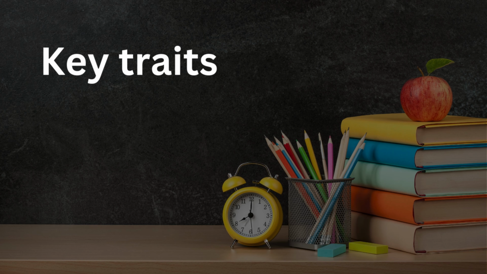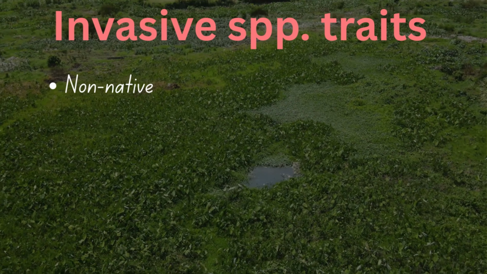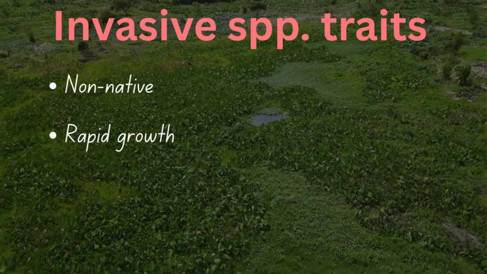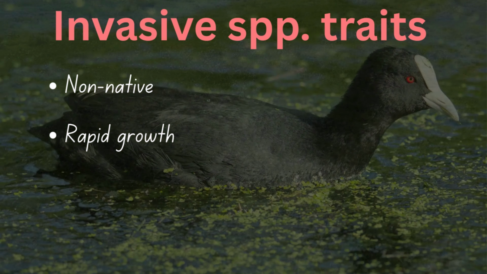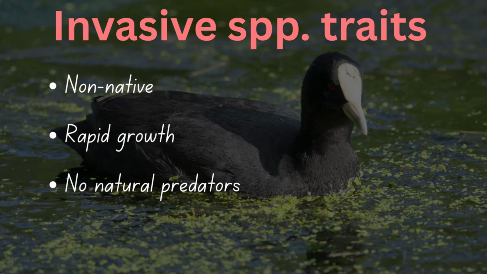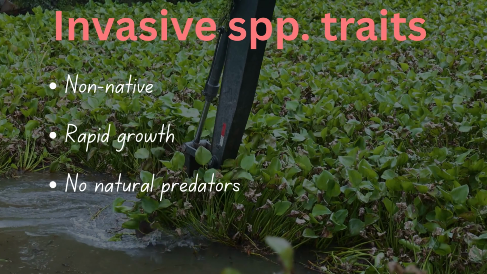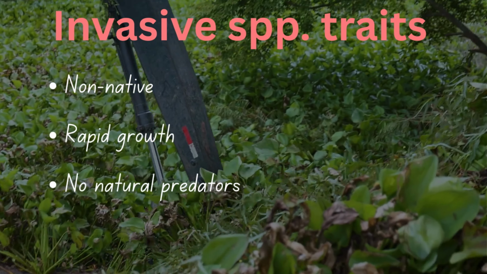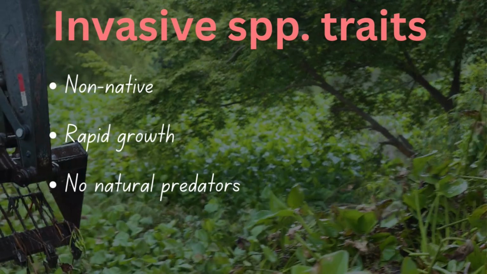What makes a non-native species invasive is a combination of specific traits. Most invasive species exhibit rapid growth and reproduction, allowing them to establish populations quickly. In addition, they often lack natural predators or controlling factors in the new ecosystem. This absence of biological control enables them to outcompete native species and disrupt ecological balance.